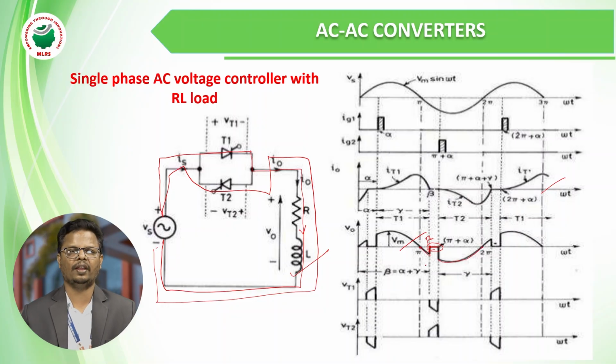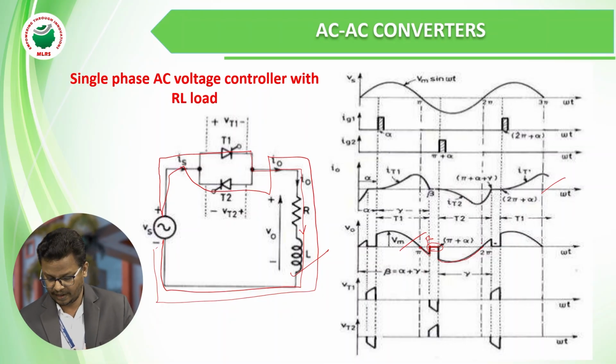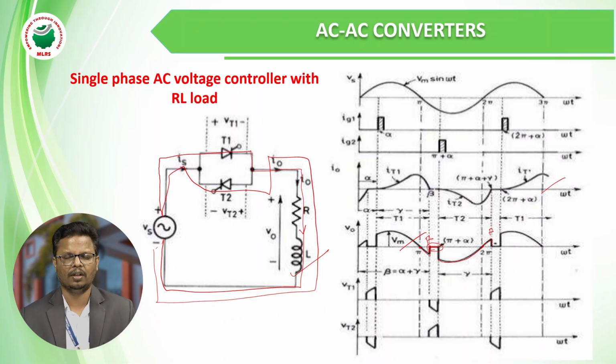At 2 pi, the source voltage again becomes 0. When the source voltage becomes 0, the inductor acts as a source and delivers its energy, so it again continues conduction in the positive period from 2 pi to beta. This beta is the extinction angle. When the energy of the inductor decays to 0, the output becomes 0. This cyclic process continues. So this is the output voltage waveform.